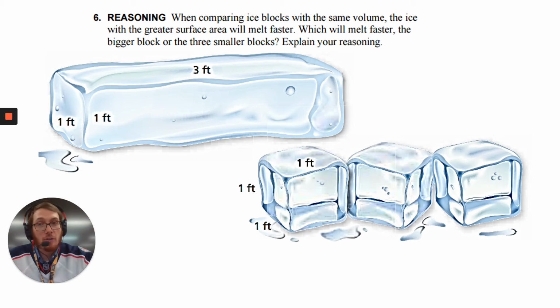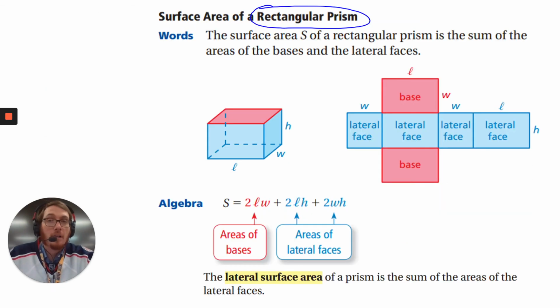So the smaller surface area will take longer to melt, versus the 3 smaller blocks that have a larger surface area, which will melt a little bit faster. All right, so your book does give you a formula for a rectangular prism surface area. Remember, you're not always going to get a formula for surface area. You have to understand where it comes from in order to find some of those solutions.